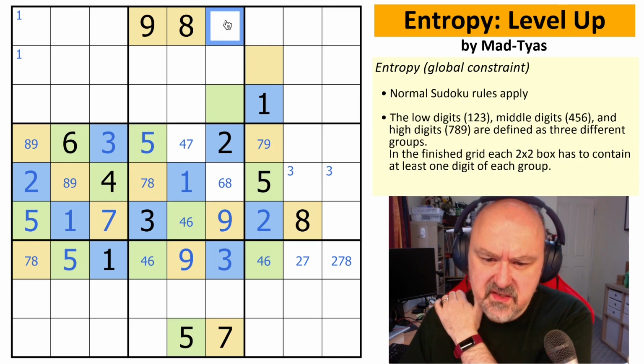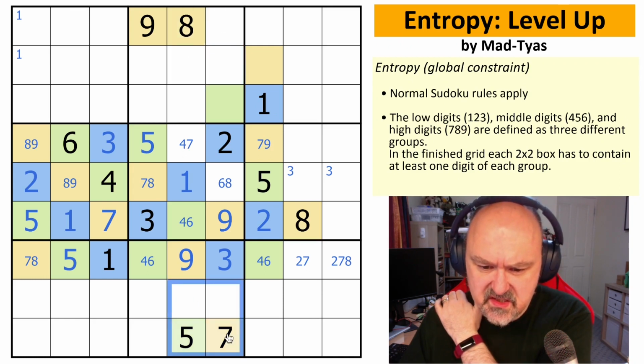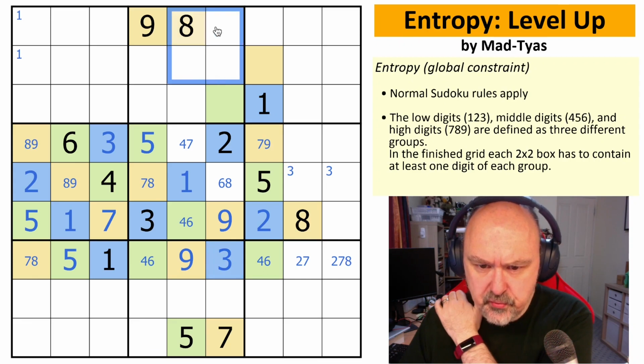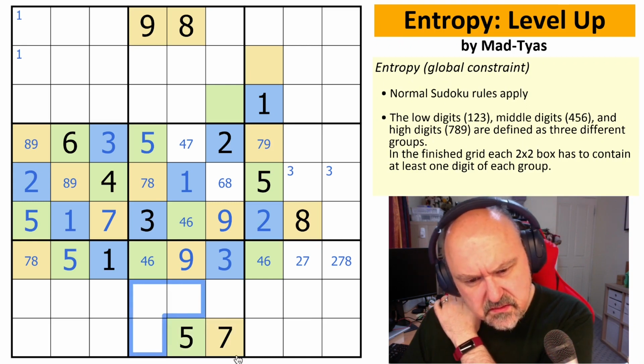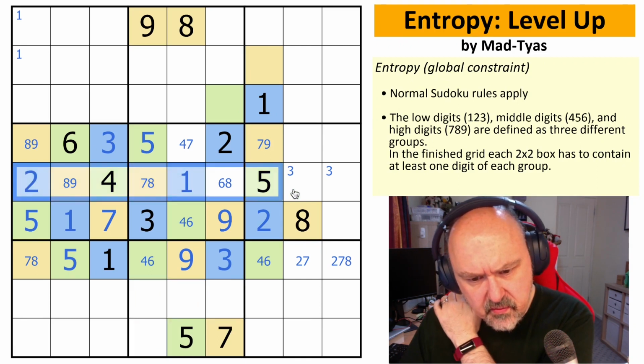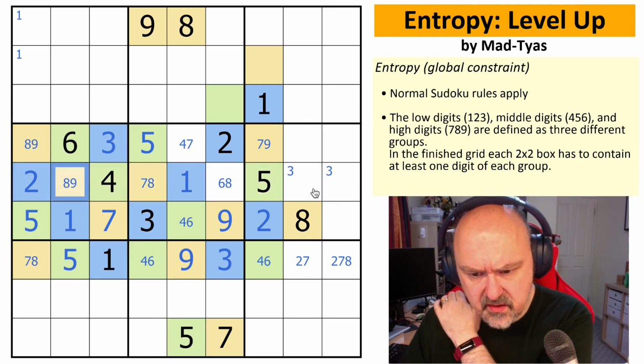I'm trying to see if there's a way of connecting this to this using these. I may be going off my rocker here. Because I need to put a blue in here, and I need to put a blue in here. I also need to put blues in. I keep looking for 3, 6, 7, 8, 9.